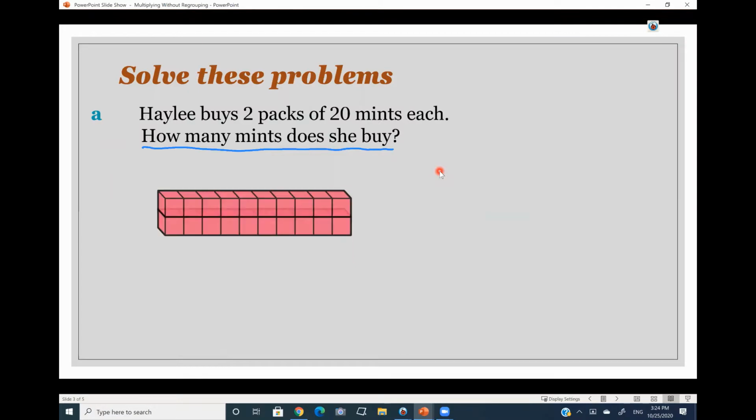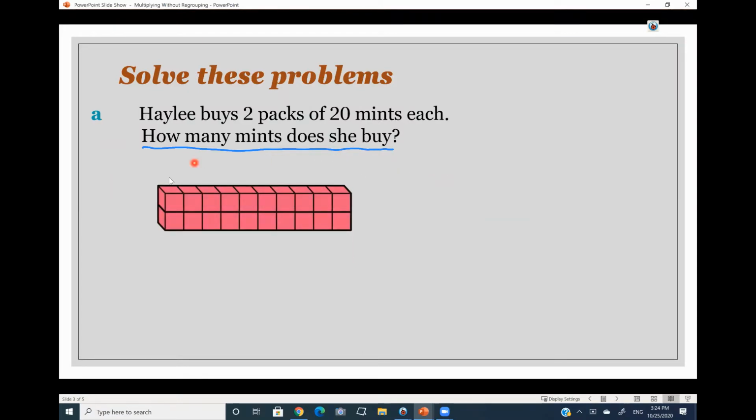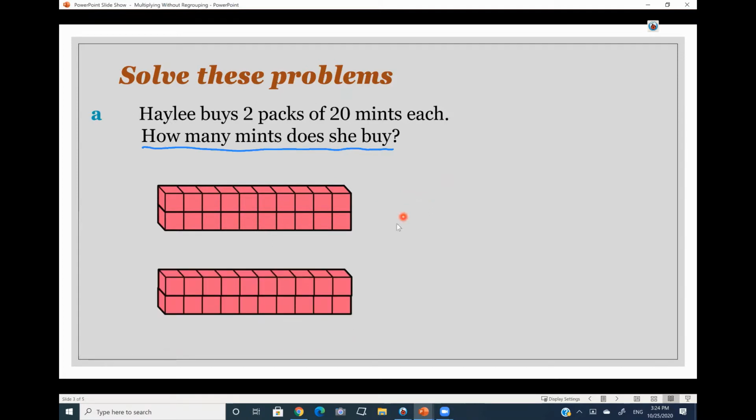So this is going to represent 1 pack of 20 mints each. And then we're going to add the second pack with another 20 mints each. Now, to solve this problem, we know that we have to put together these 2 packs. And we can do repeated addition. We could add the 20 mints in 1 pack plus the 20 mints in the second pack. That is going to give us 40 mints in all.